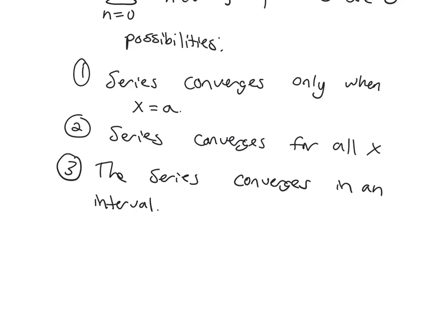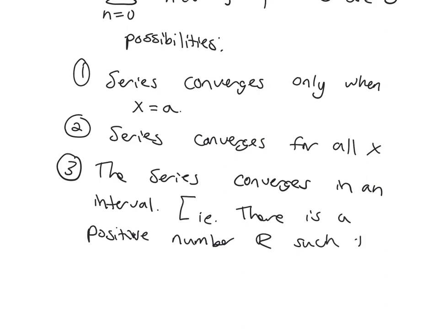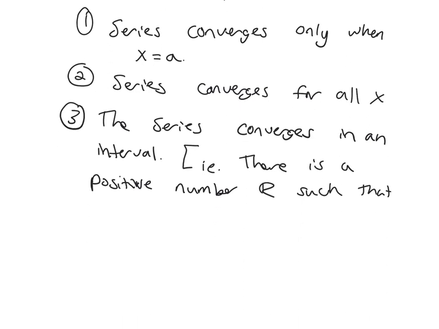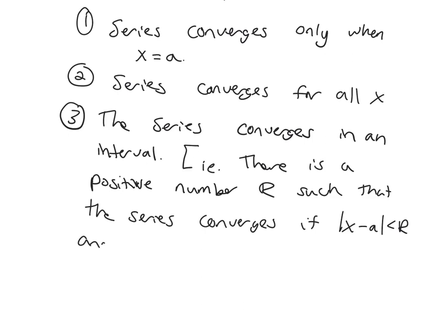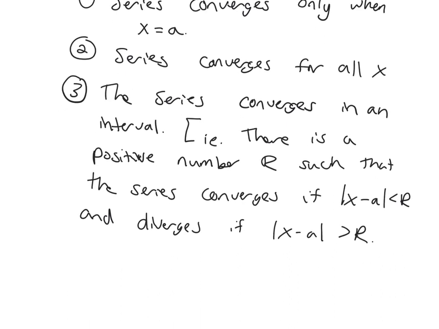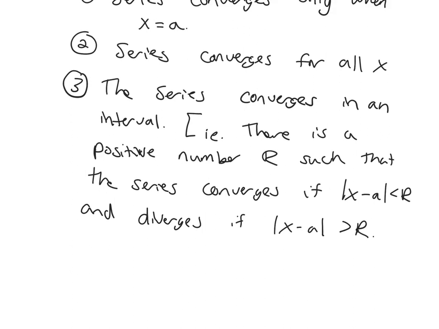Let me formalize this interval part. That is, there is a positive number R such that the series converges if the absolute value of x minus a is less than R, and diverges if x minus a is bigger than R. Okay, so those are my three possibilities.